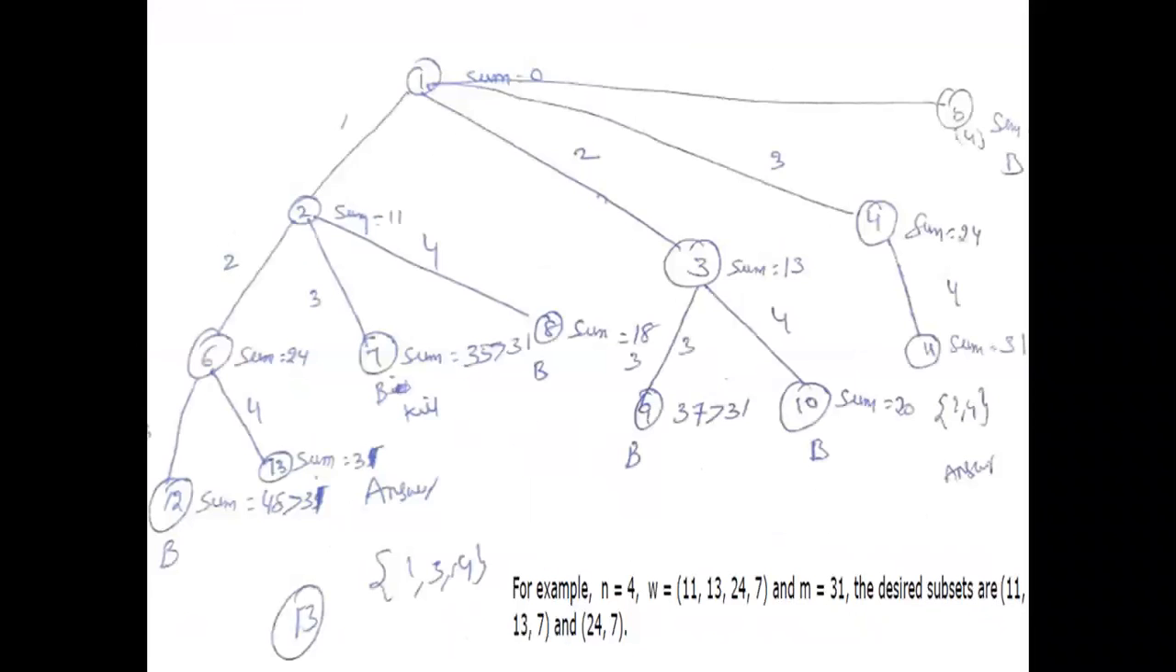Suppose this is the solution space tree. First, sum equal to 0 means the first node, which is the live node. So sum equal to 0 is represented by phi. Next, the live node generates its first child, then its second child.